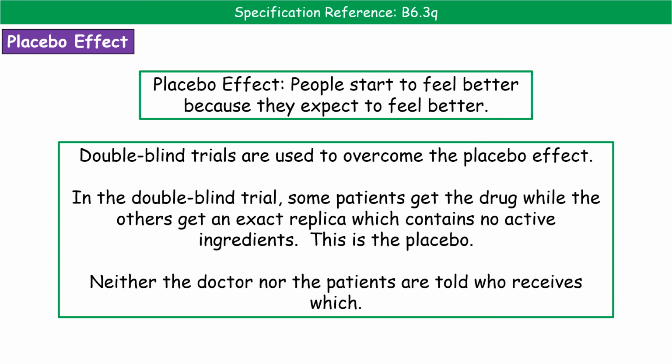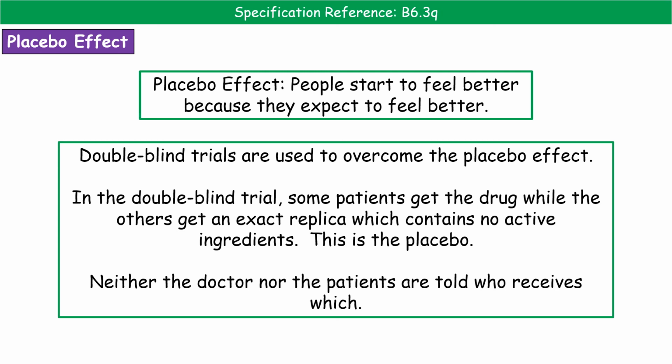The last thing we need to be aware of is what we refer to as the placebo effect. So the placebo effect is where people start to feel better because they expect to feel better. By that I mean you've given them something, you've told them it's a medication that's going to make them feel much better, and because they believe that's what they're getting, their kind of mind over matter scenario happens and they do feel better, even though you've given them no chemicals that would actually help their condition whatsoever.